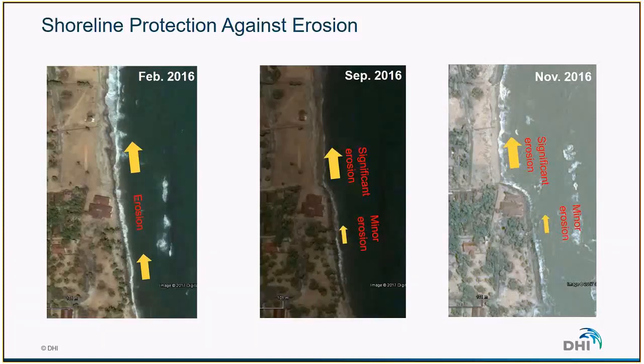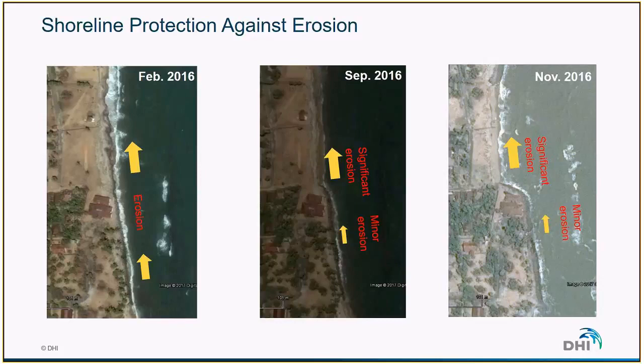Shoreline protection against erosion can also have a significant impact on the coast. Sometimes it's on purpose, sometimes it's not. But for instance, here we have a house that is located very close to the shore, where significant erosion is occurring. And there has been a revetment constructed in order to block or to reduce the erosion of this stretch of coast. As the revetment blocks part of the coastal profile, it reduces erosion at the implementation location.